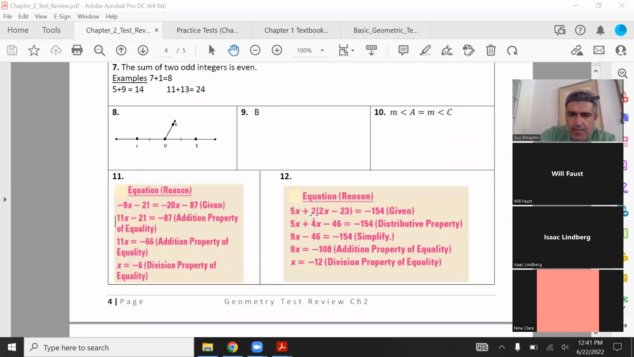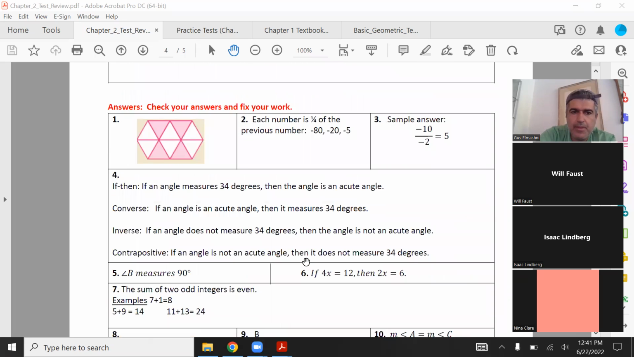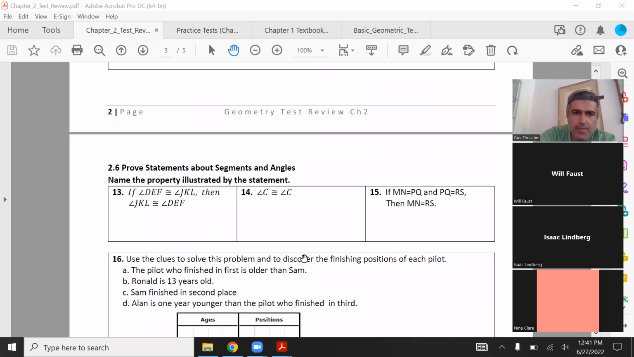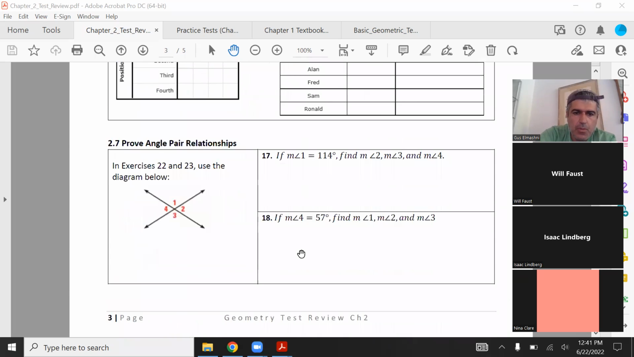Here they have the given. Then looks like they distributed. Then they simplified. That's a step. You could simplify or combine like terms. Then they added 46 and divided by 9. So there you go. There's 11 and 12. Just a few more here.